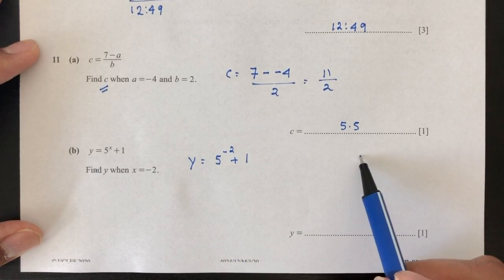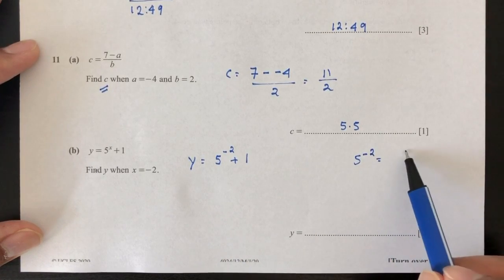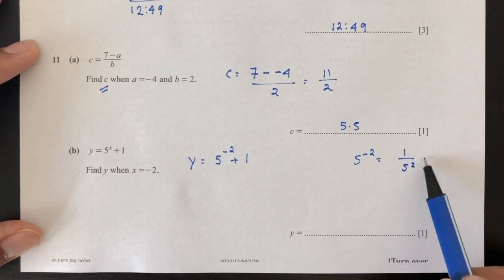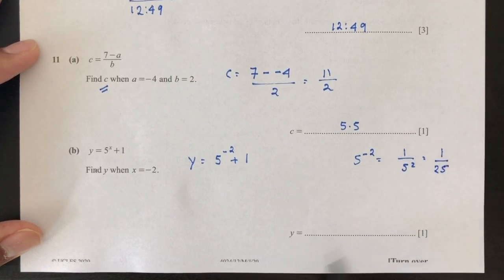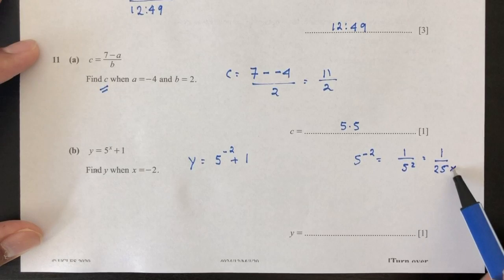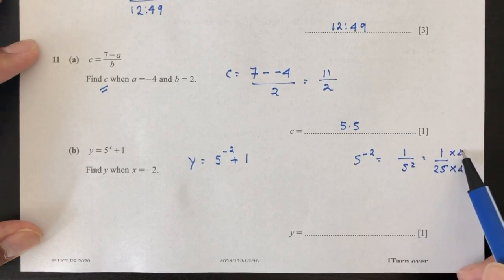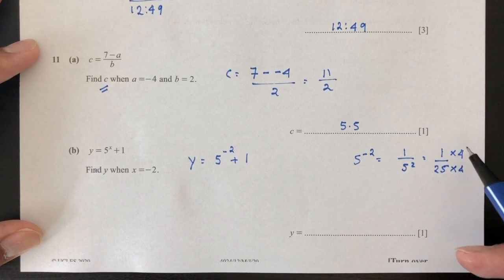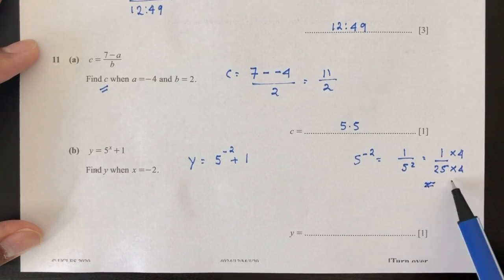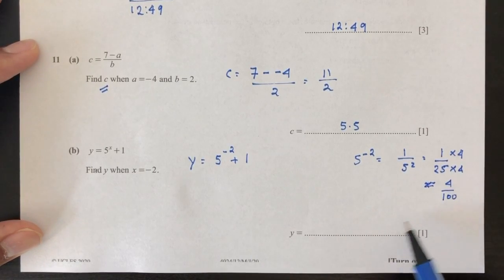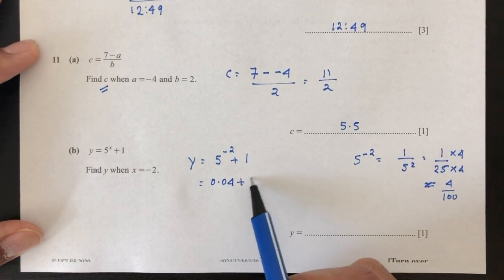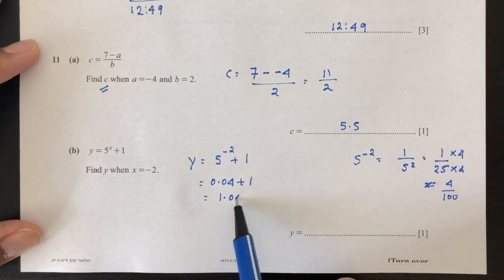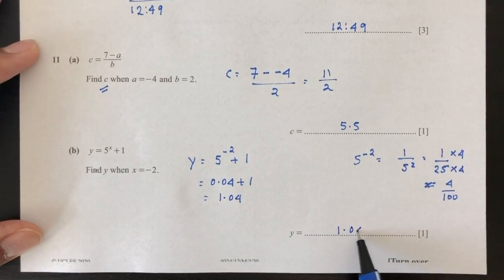So let's write this down here. 5 power -2 is 1 over 5 squared, which is 1 over 25. Now you can simplify this. You can times 4 here, times 4 up. So when you multiply by 4 on the base, you have to also do the same for the top. You will have 4 over 100, which is 0.04 plus 1, which is 1.04. So that's your value of y.